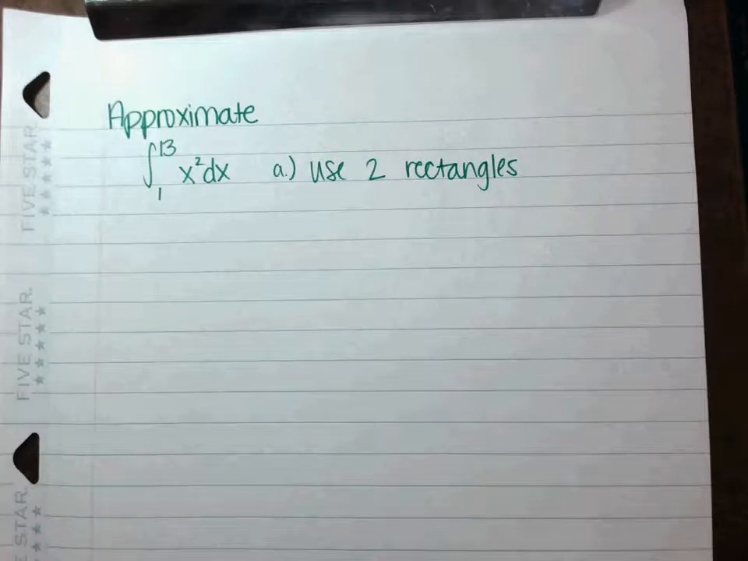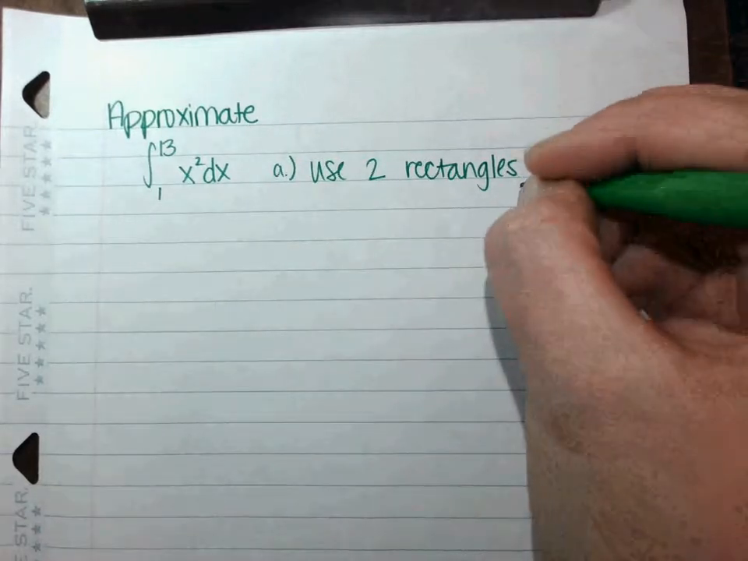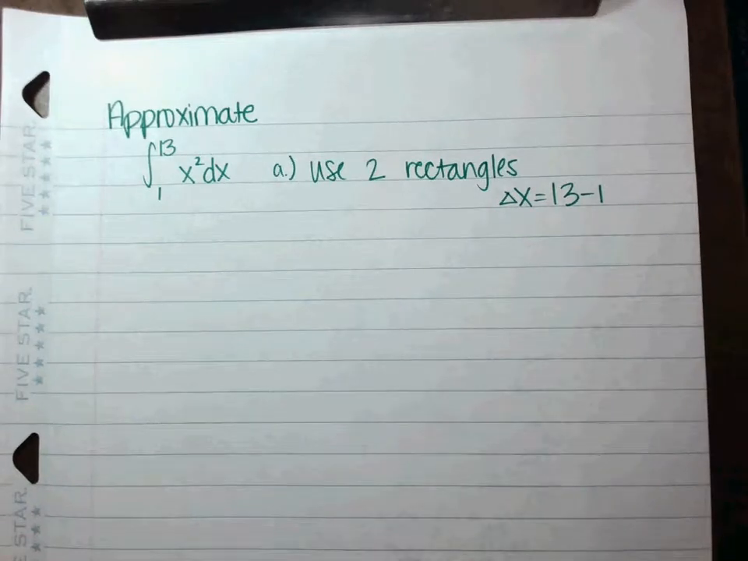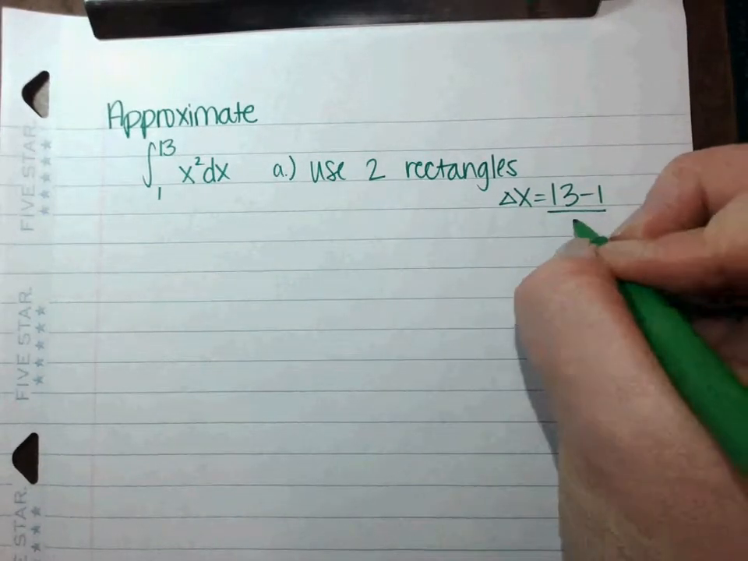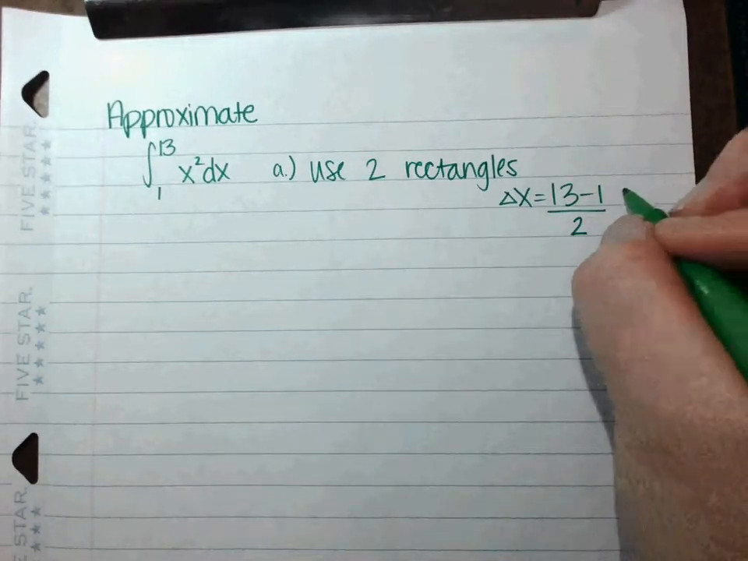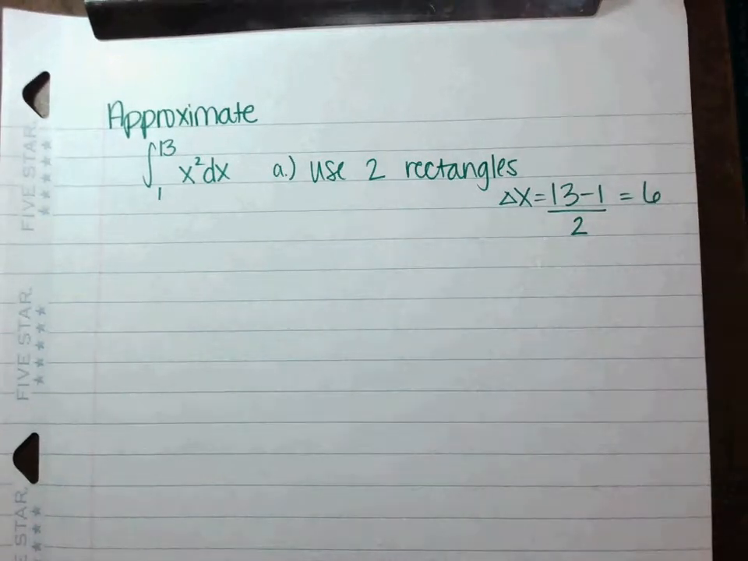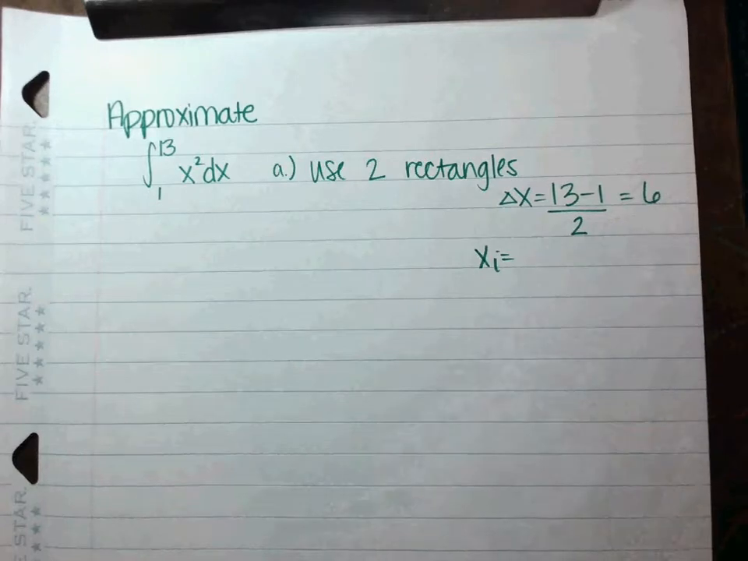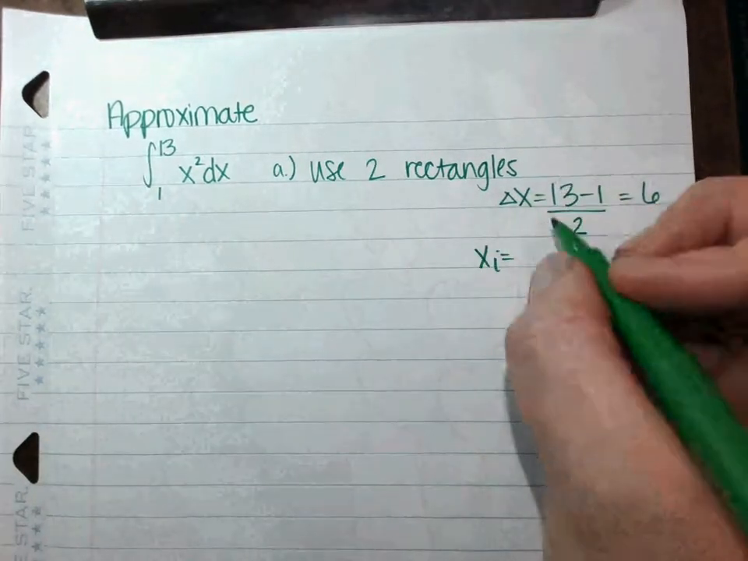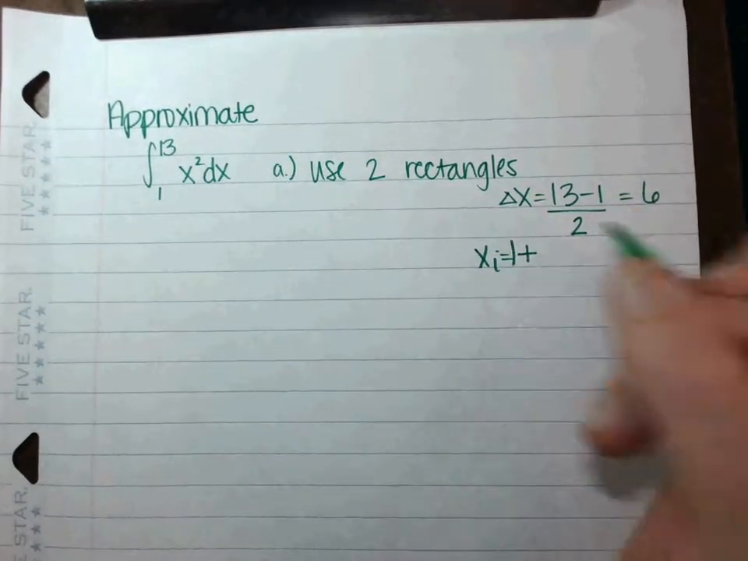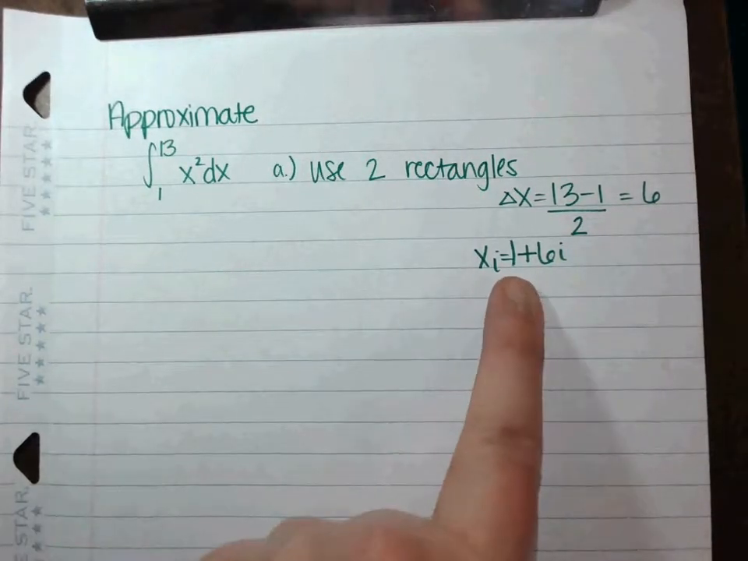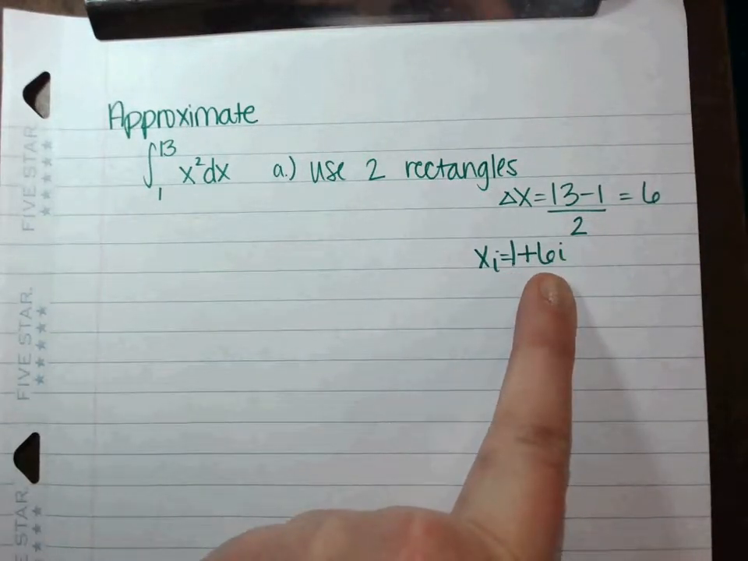Okay, so find your delta x for me. So delta x would be 13 minus 1. How far are we shading? 12 units divided into 2 pieces, 6 each. X sub i, where am I going to start shading? At 1. How much am I going up by each time? 6i. So I'm starting the shading at 1, and I'm going up by 6 each time.